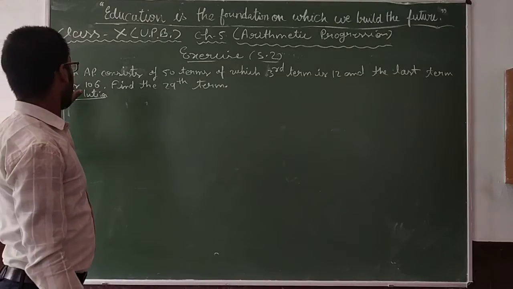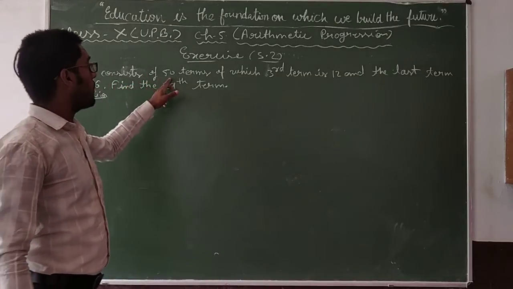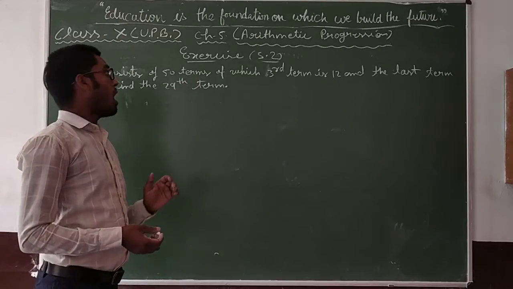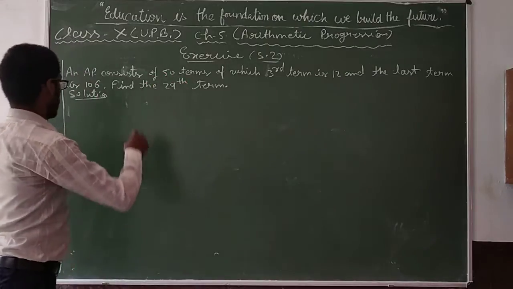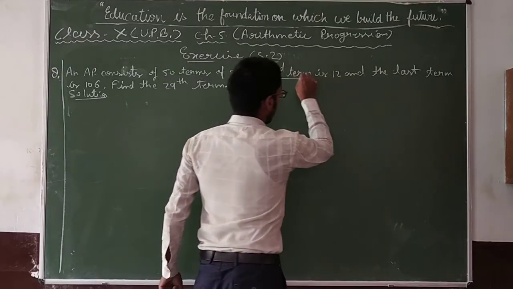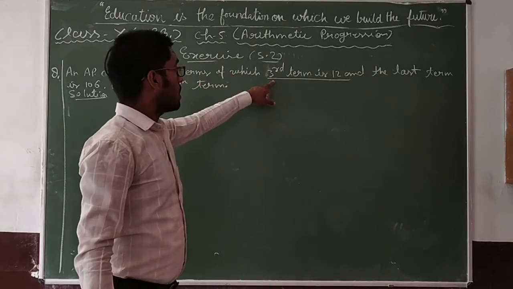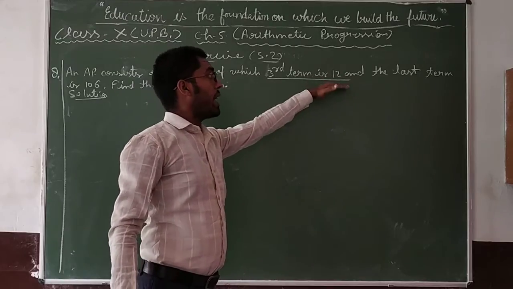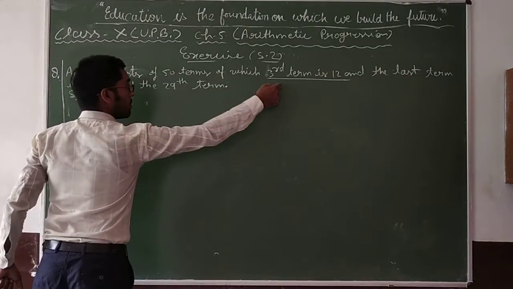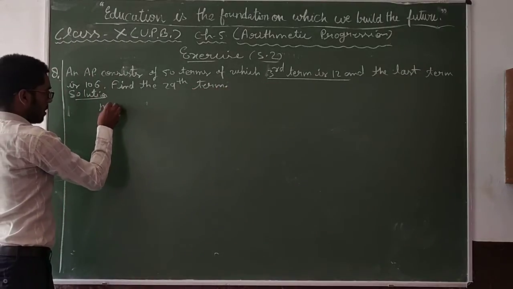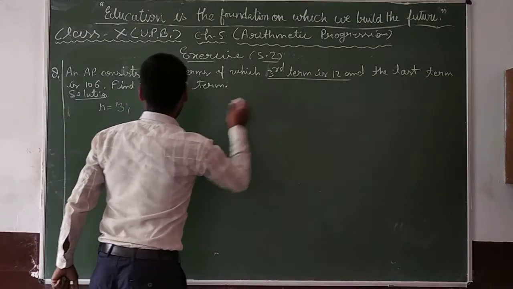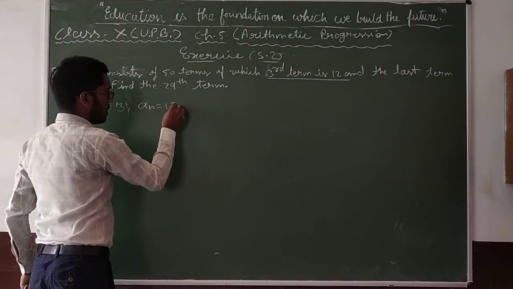Next question is: an AP consists of 50 terms, meaning the total number of terms in this series is 50, of which the third term is 12. Recall it in your mind. The third term is 12. So with the help of this statement we will write the first equation. Here the third term means n is equal to 3 and an is equal to 12.